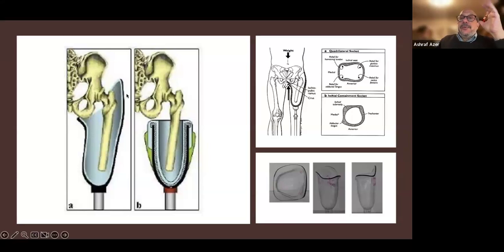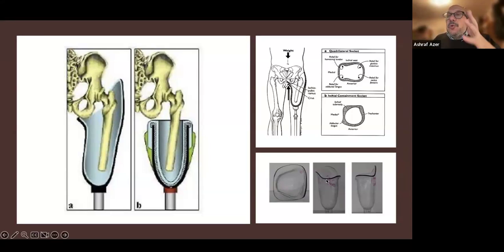Now, as for the socket, we have 2 types of socket: ischial containing socket and ischial bearing socket. What is ischial bearing and ischial containing? Simply, ischial bearing is when your prosthesis, the ischial bone lands, you sit on it. Here, in the quadrilateral socket, you see there is a shelf. Can you see it? And the ischial bone sits on it.